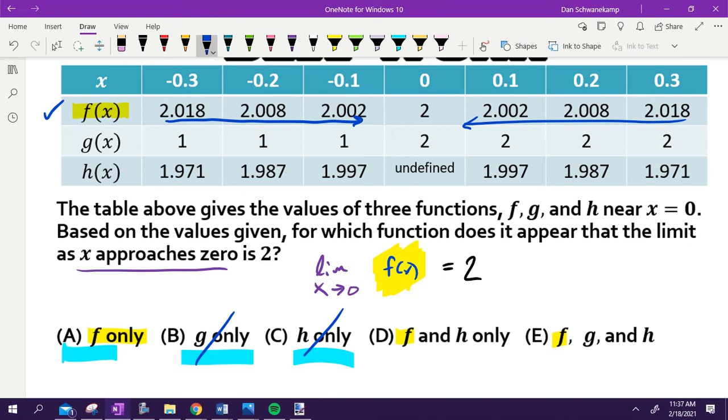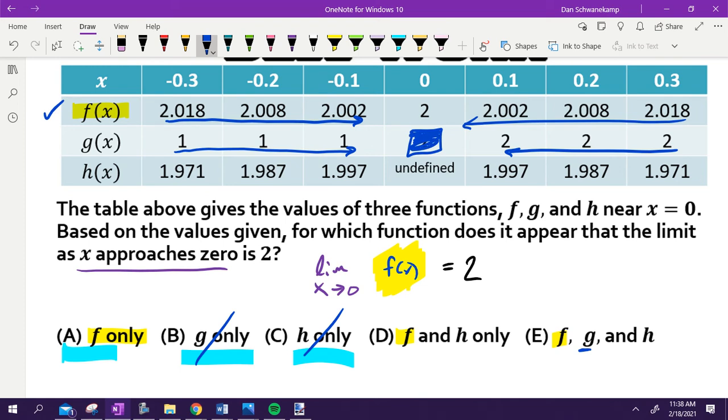Let's do E next. So the difference here is we're saying that G does not work. Let's see if that's true. If I approach this side, I got 1, 1, 1, 1, 1. On this side, I got 2, 2, 2. Oh, but at 0, the value is 2. So the limit's 2, right? Do I care what happens at 0? No, we don't care what happens at 0. All I care about is what's happening around 0. It's 1, 1, 1, 1, 1 on one side and 2, 2, 2, 2, 2 on the other.